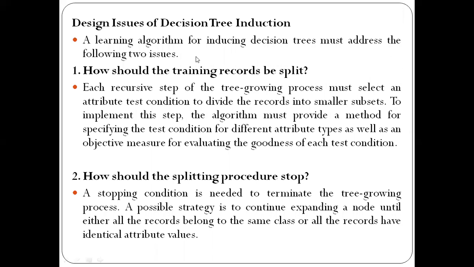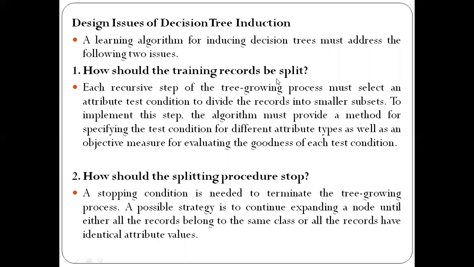Once we specify these test conditions, we must also evaluate them, that is, whether the chosen test condition is good or not. So for evaluating the test condition, we must have a measure. This is the design issue that must be considered while designing or building a decision tree. That is the first thing: how should the training records be split.